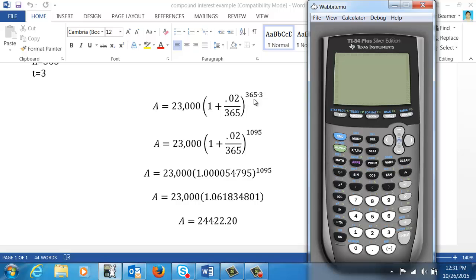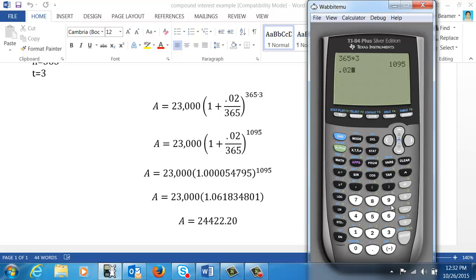So I recommend doing the exponential part first. 365 times 3, 1,095. Okay, and I would recommend keeping the problem organized, rewriting, doing each specific piece while following the order of operations. Then I would calculate the inside of the parentheses.